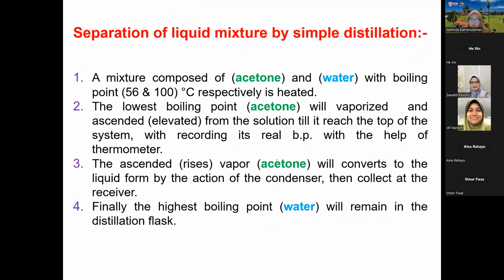At least you are supposed to know this kind of process, and why. For example, acetone will vaporize first, and water remains in the flask. You can give the justification based on that part.